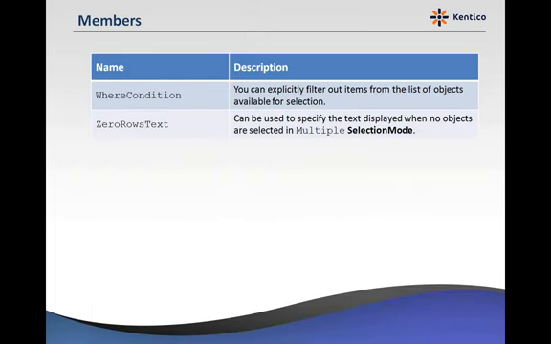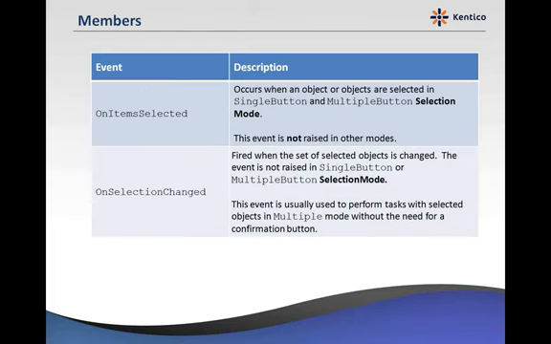The where condition can be used to explicitly filter out items from the selection dialog. If you want to restrict users to select only certain items based on information on the current user or whatever, you can use a where condition. And the zero rows text has the same purpose as with other Kentico controls. In case there are no data displayed, you can use this property to specify your custom text. So those are the members, and we are getting to the events.